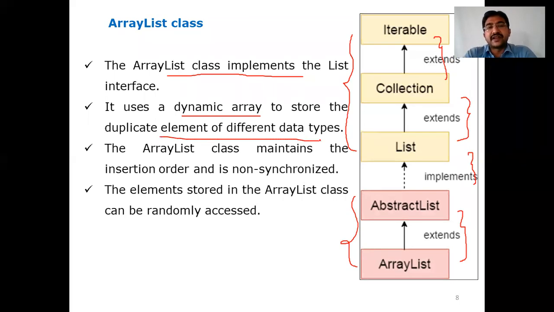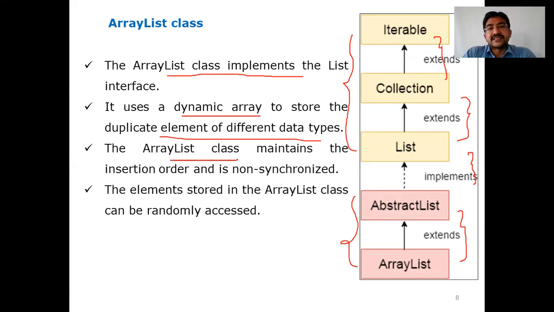What is the difference between an array and the ArrayList class? An array is static. If you create an array of size 5, only 5 elements can be accessed. We have already seen the array index out of bound errors, right? Here, we are making this ArrayList class for the purpose of a dynamic array. That is the one major difference between a normal array and the ArrayList class, to store duplicate elements of different types.